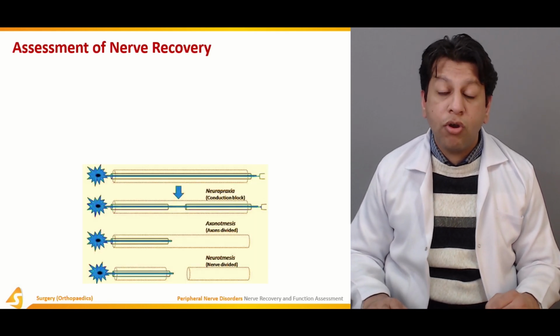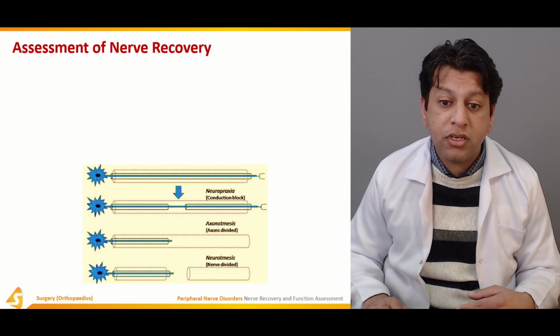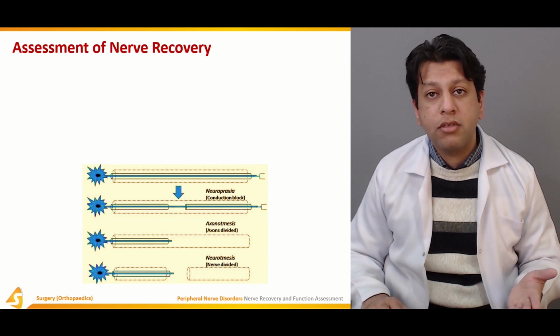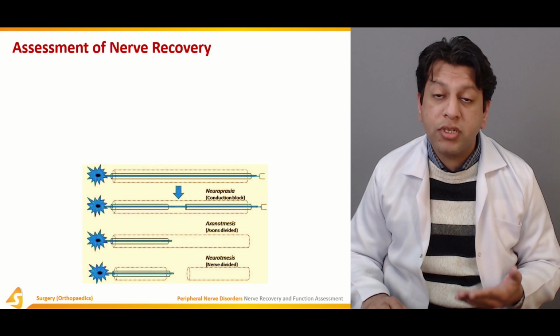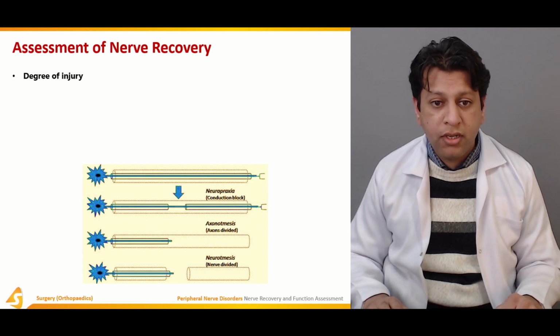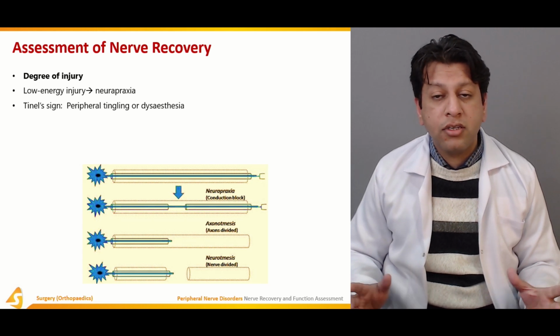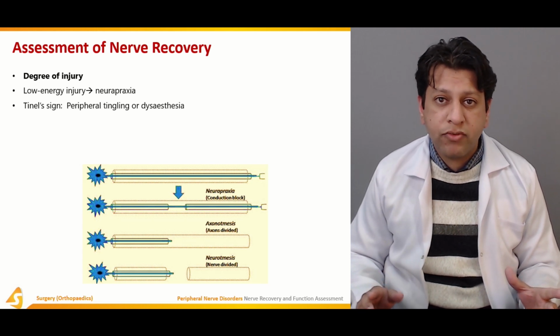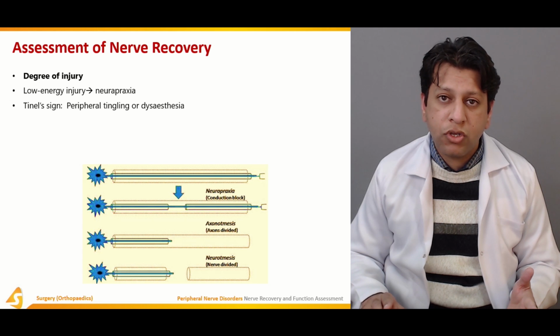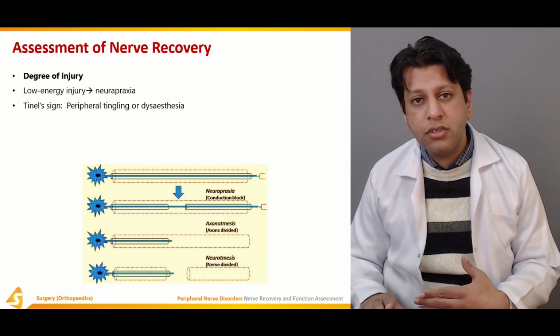Coming to the assessment, how do we assess how much the nerve is injured, whether it is a neuropraxia, axonotmesis, or neurotmesis? This is a lone injury, neuropraxia. Usually it results from a mild compression of the nerve, and although the function of the nerve is lost completely, there is usually a recovery.